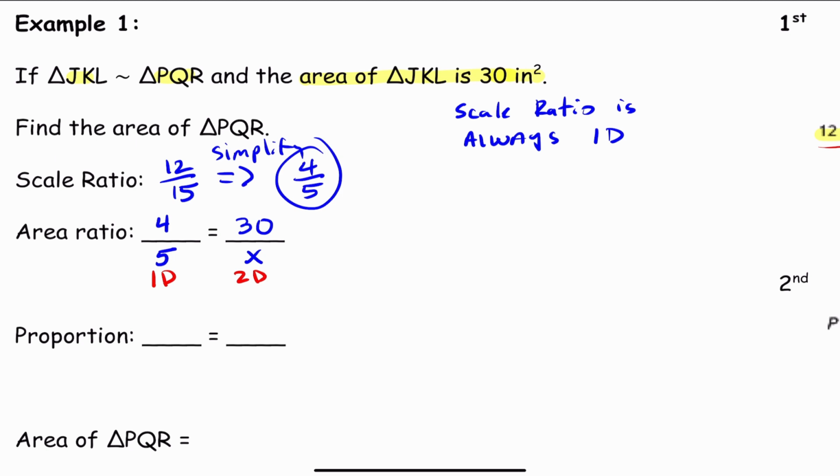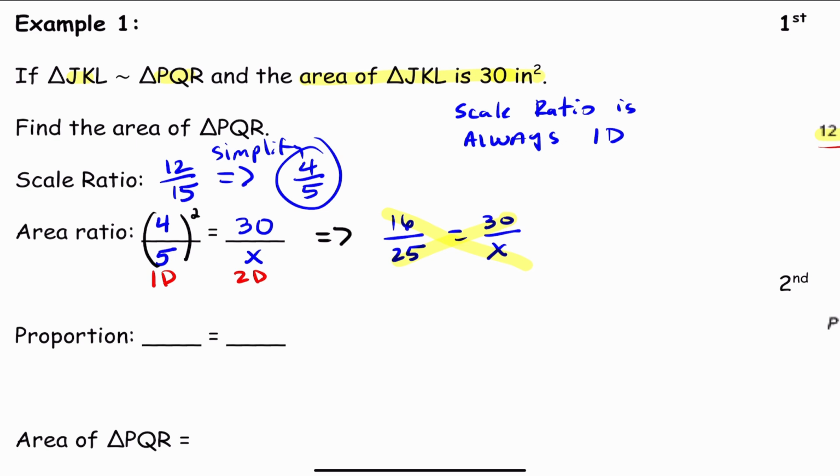And how do I do that? I've got to square that. So I'm going to square this ratio. So what's going to happen? You have 4 squared, which is 16. And then you have 5 squared, which is 25. And then you don't do anything with this ratio because it's already in 2D. So it's going to be 30 over x. And then now I can solve for x by using the butterfly method. We're going to be solving this proportion here.